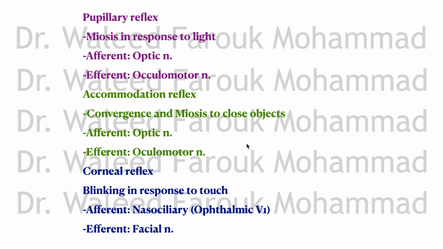The last one is the corneal reflex, which you try to touch the lateral side of the cornea with a piece of gauze or cotton or something. You will get the blinking reflex. So the afferent was the nasociliary, and this time, because we're talking about touch, it's carried by the ophthalmic nerve. And the efferent was in the form of blinking. Blinking means involvement of the facial nerve, supplying the facial muscles, including the orbicularis oculi muscle.